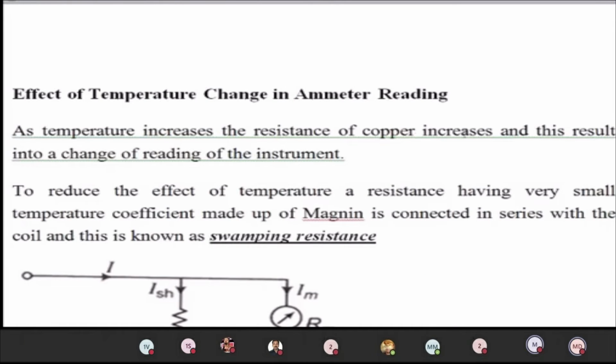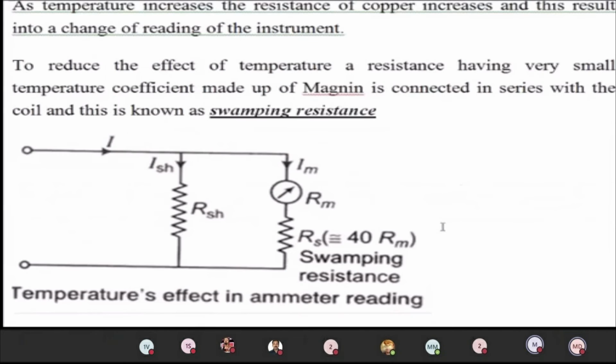Now what will happen if the temperature of an ammeter increases? Again it is a well-known theory. As the temperature increases, the resistance of copper increases, and this results in a change in the reading of the instrument. So as an engineer we have to avoid it. To reduce the effect of temperature, a resistance having a very small temperature coefficient, made of manganin, is connected in series with the coil, which is also known as a swamping resistance.